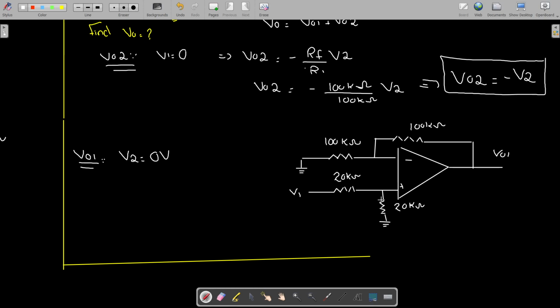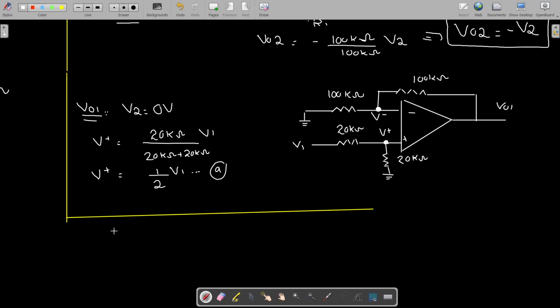Now if we look at this point, let me name it as V plus. This V plus can be found out using the voltage divider rule. Using the voltage divider rule, we are going to have 20 kilo ohm divided by 20 kilo ohm plus 20 kilo ohm into the V1, which comes out to be V plus is equal to 1 by 2 V1. This is your equation A. Now when this is 1 by 2 V1, this node over here is also going to be 1 by 2 V1 because we have the concept of virtual short. So V plus and V minus will be equal.